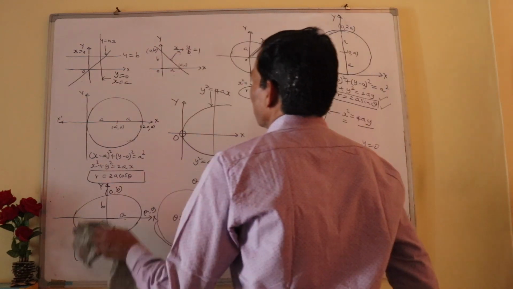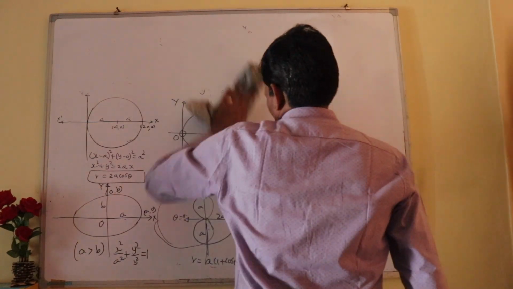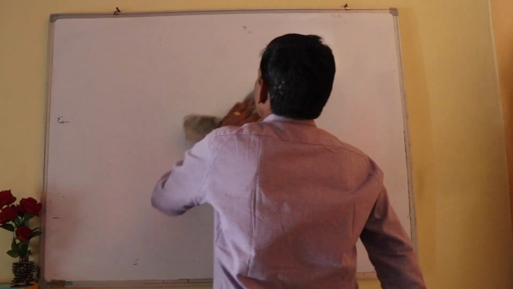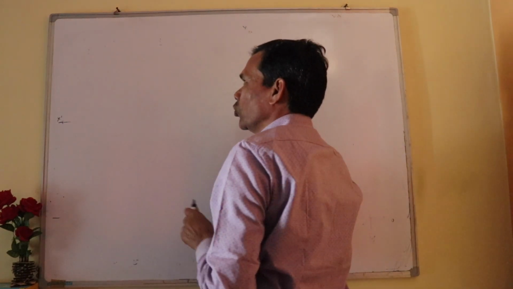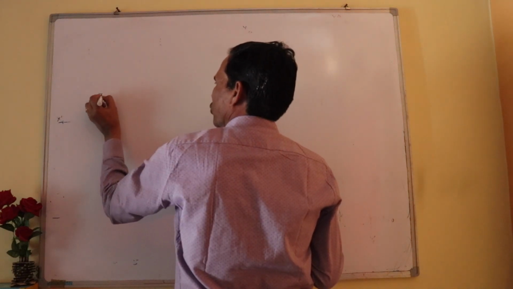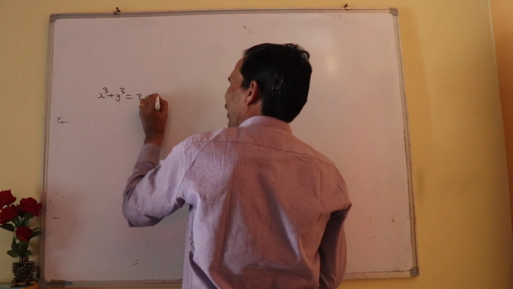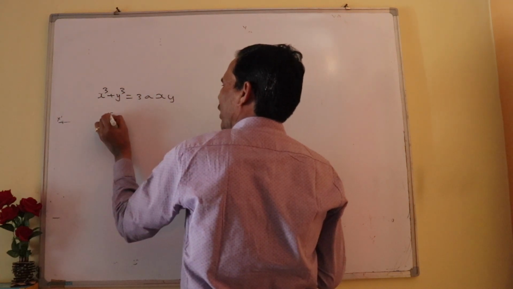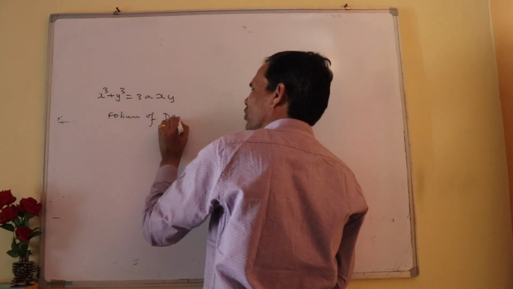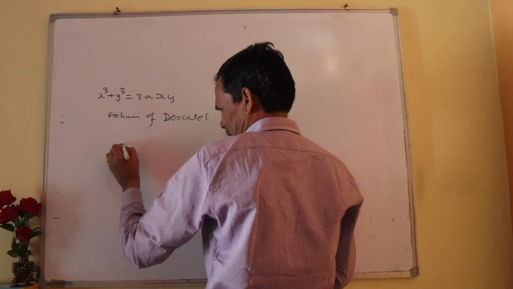Similarly, you have some more curves here. The next curve is x cube plus y cube is equal to 3 a x y. This curve is known as the folium of Descartes. So you must know the shape of this particular curve. It is something like this.